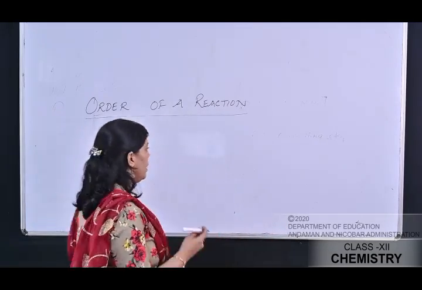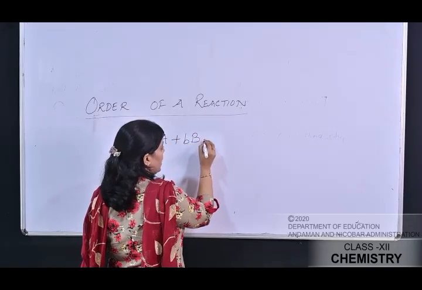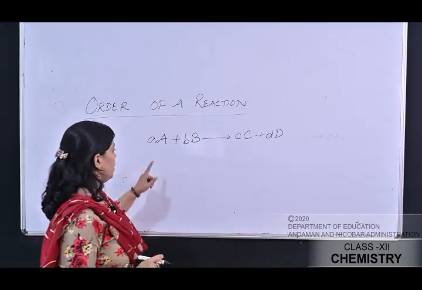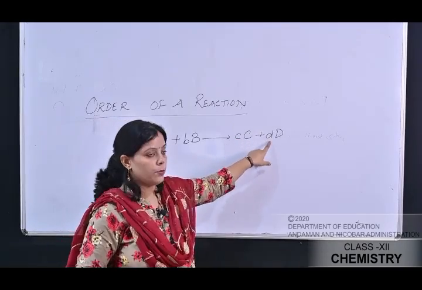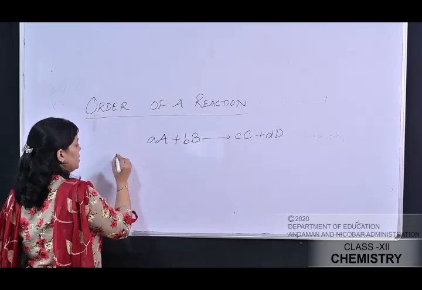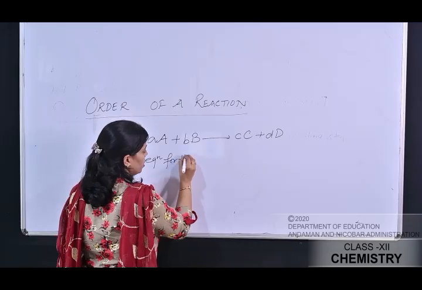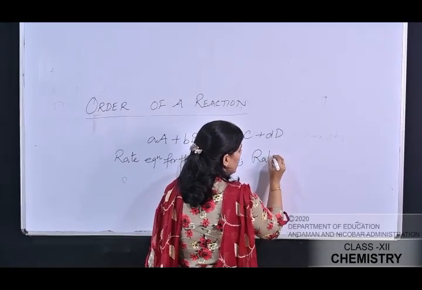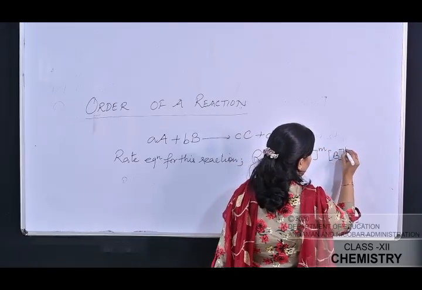To understand the concept of the order, let me take a hypothetical reaction, that is small a capital A plus small b capital B. On reaction it gives the product, that is small c capital C plus small d capital D. Here small a and small b are the stoichiometric coefficients of the reactants A and B respectively, and small c and small d are the stoichiometric coefficients of the products C and D. After experimental studies, it is found that the rate equation for this reaction can be written as: the rate is equal to the rate constant k, concentration of A raised to power m, and the concentration of B raised to power n.